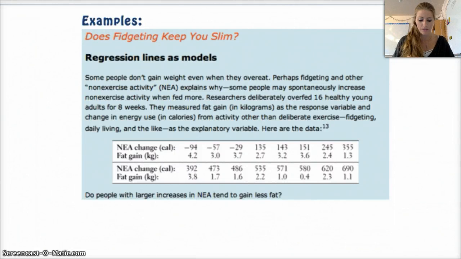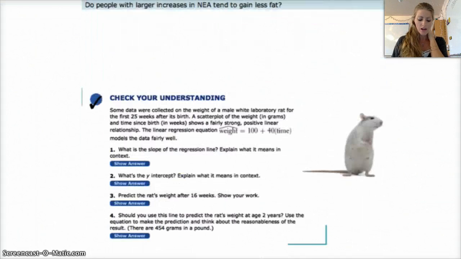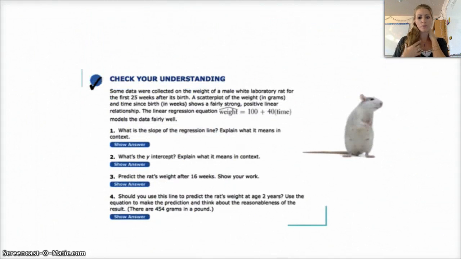So you've got this example, does fidgeting keep you slim? You can actually plug the data into your calculator and then find what your least squares regression and your correlation coefficient are. And then also this one. And then I'm going to do the answers. I'm going to write them out because I don't have a lot of time to explain them. So let me know in class if you have questions.